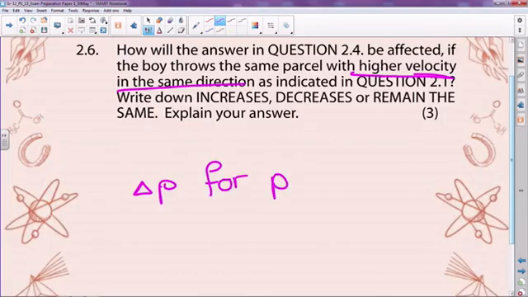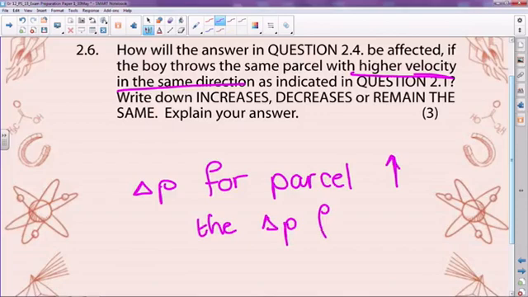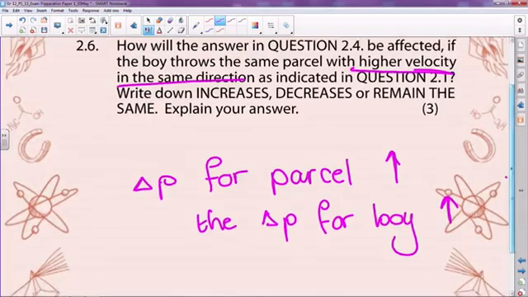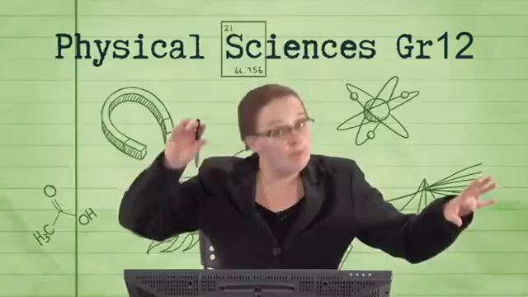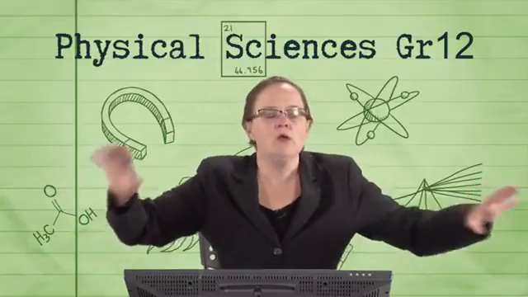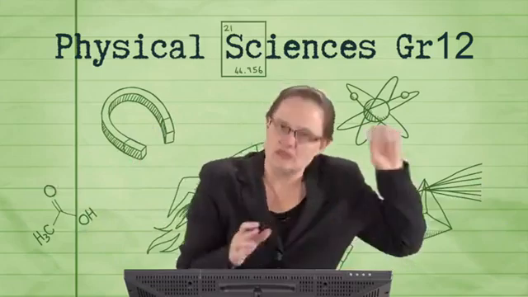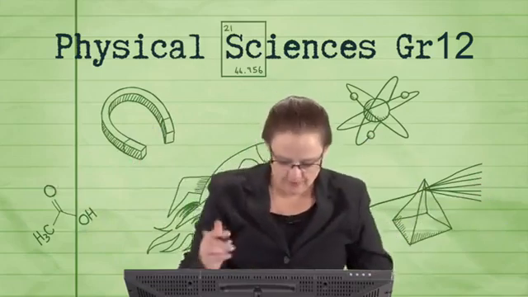parcel increases, and I'm going to put an up arrow for this, the change in momentum for the boy must also increase, because they're going in opposite directions, and together they must still give us the same total momentum, okay? So their momentum before and after, if the parcel's momentum afterwards is going to increase, the boy's must increase as well, because when I minus them from each other, they must give me the same original total.